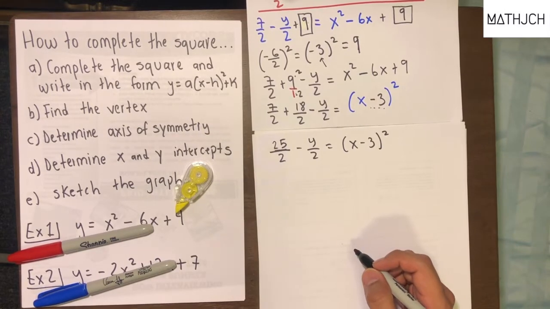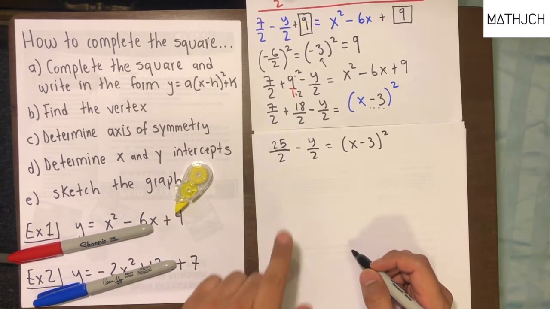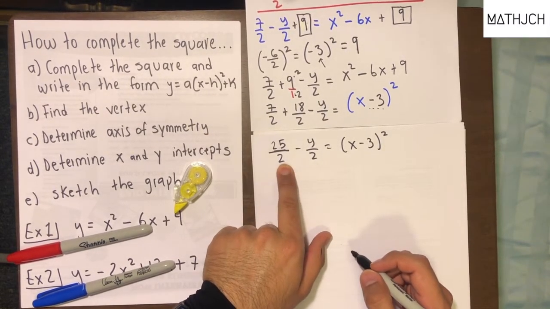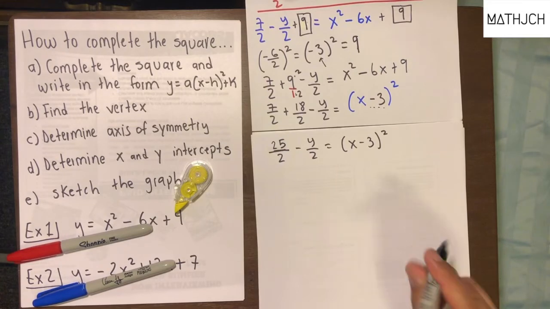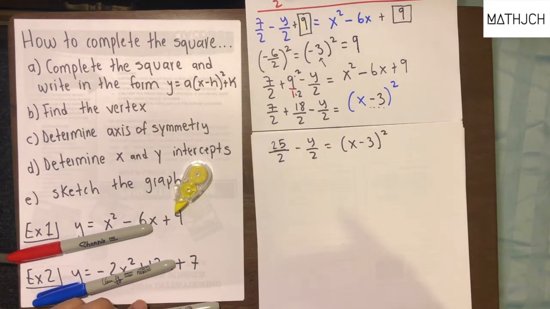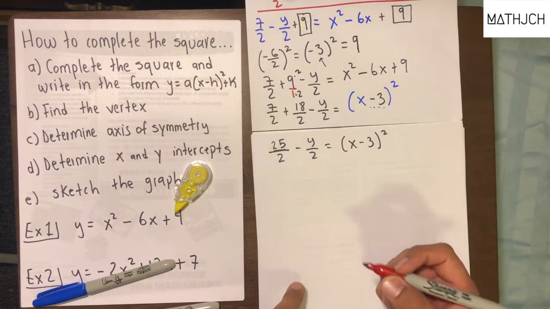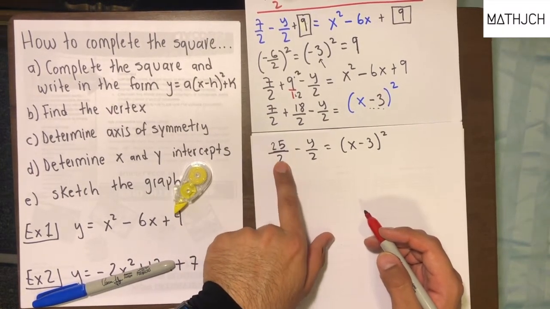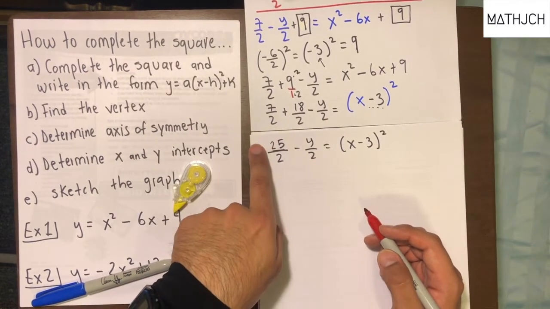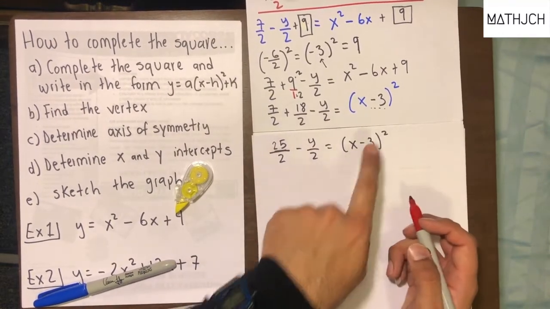Now, what we want to do is get rid of these 2s that are dividing, meaning we want to get rid of fractions. In order to get rid of something that is dividing, we do the opposite, which is multiplication. So we multiply by 2, right? Because we have a 2 here and a 2 here. We multiply every single term by 2.